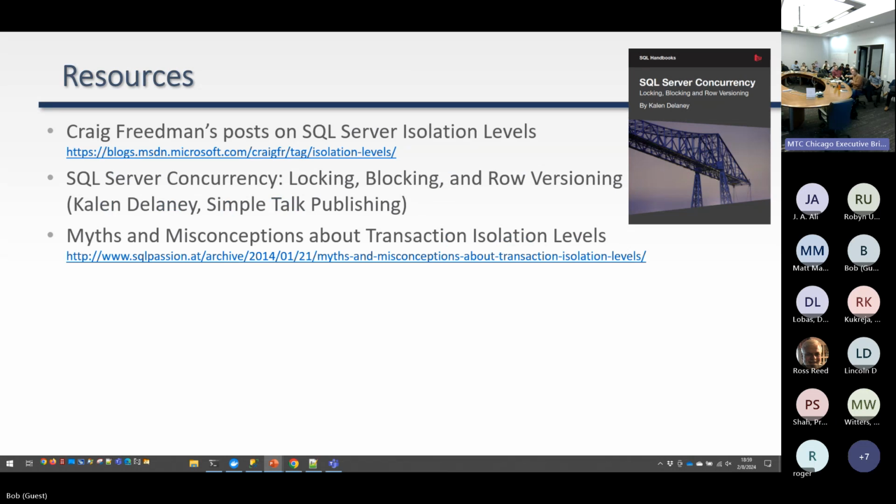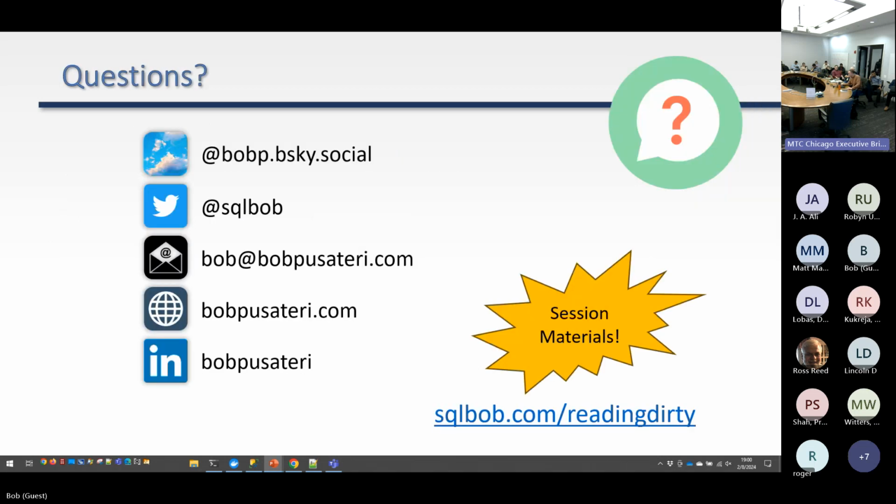There you go. If you're curious about the concurrency and want to learn more and thought this was interesting, Craig Freedman at Microsoft has some great blog posts. Kalen Delaney at Simple Talk wrote an entire book on it, which is very, very good, published by Redgate. And Klaus Aschenbrenner out in Austria, a good friend of the data community, has an excellent set of blog posts as well about some misconceptions about transaction isolation levels.